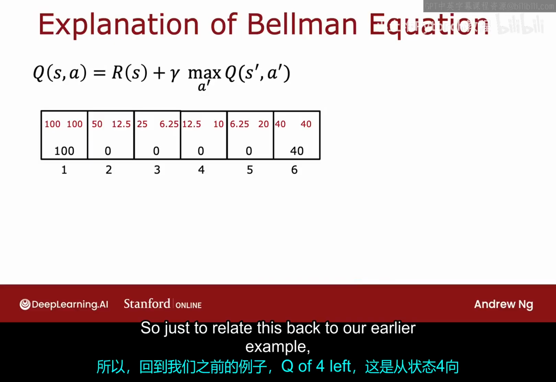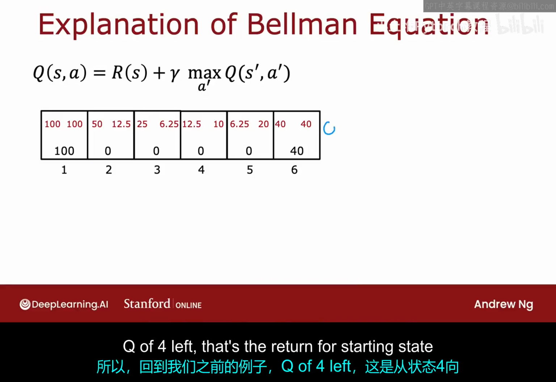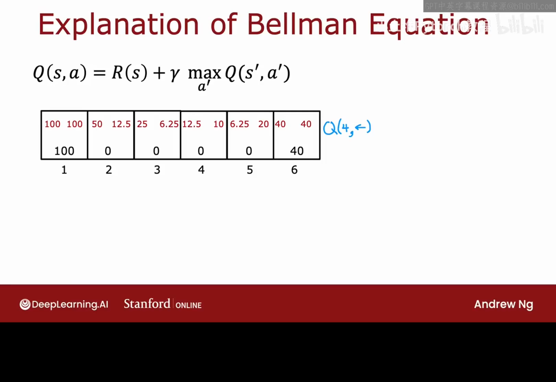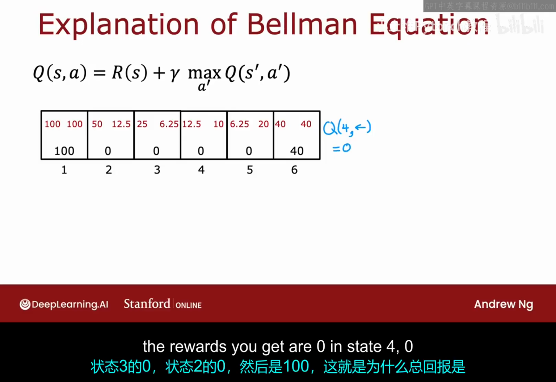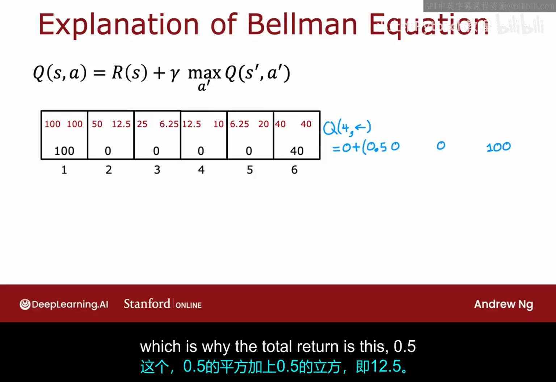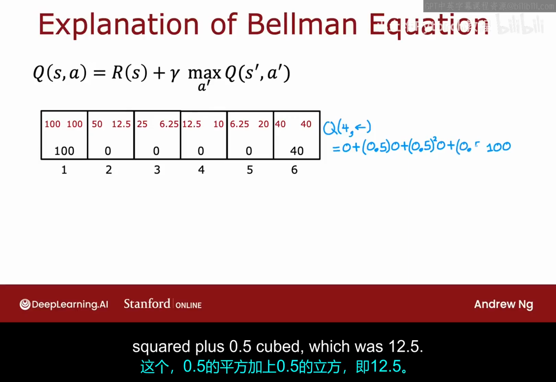So just to relate this back to our earlier example, Q of 4, left, that's the total return for starting in state 4 and going left. So if you were to go left in state 4, the rewards you get are 0 in state 4, 0 in state 3, 0 in state 2, and then 100, which is why the total return is this, right? 0.5 squared plus 0.5 cubed, which was 12.5.